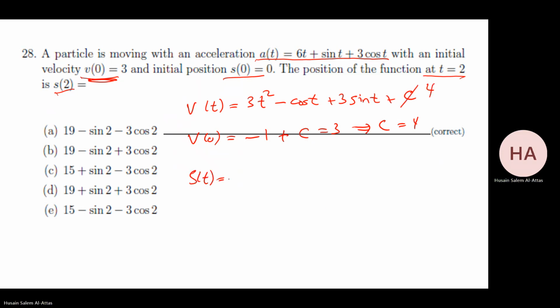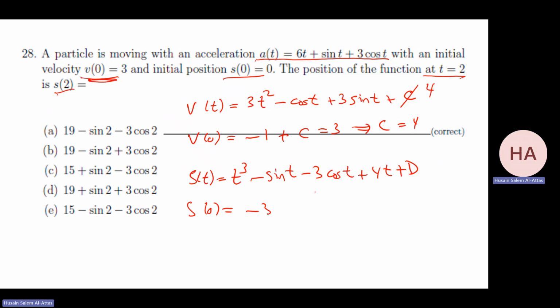S at t will be t cubed minus sine t minus 3 cosine t plus 4t plus d. Differentiate: 3t squared minus cosine t plus 3 sine t plus 4. Okay. What they have is s at 0 equals 0. Sine 0 is 0, that will be minus 3, 0 plus d equals 0. So d equals 3. So s of t will be this.